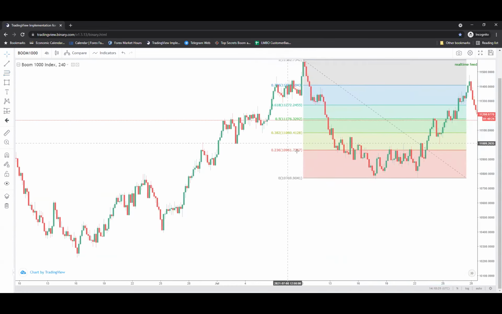Now, what is the reverse of the 78.6 level? Can anyone tell me? If we have these levels, what is the counterpart of the 78.6 level? So 1 minus 0.786, that is your 0.23 level. The 61.8 level's counterpart is 38.2.